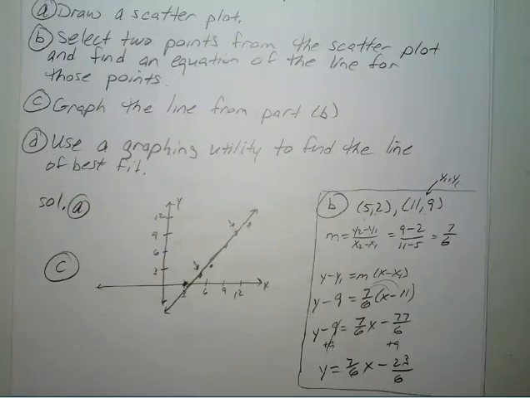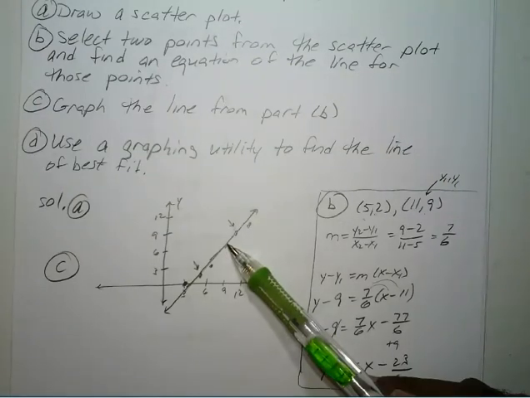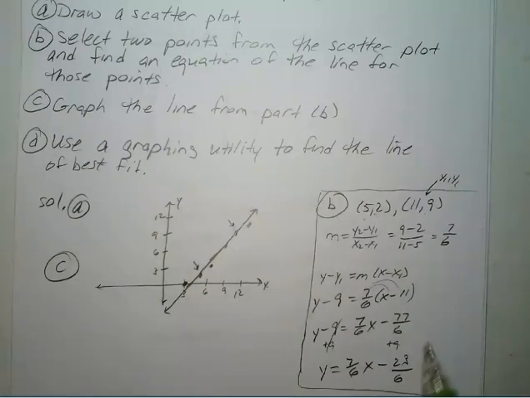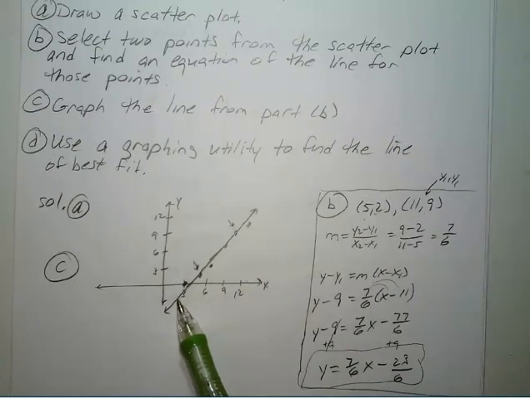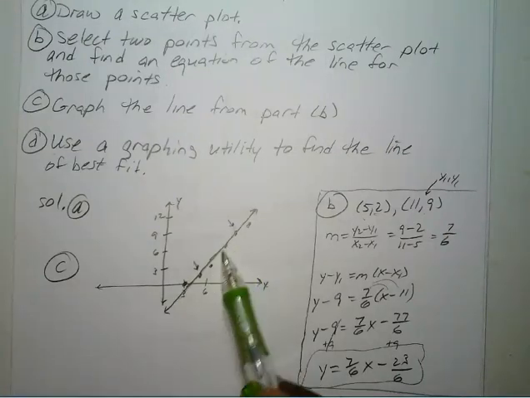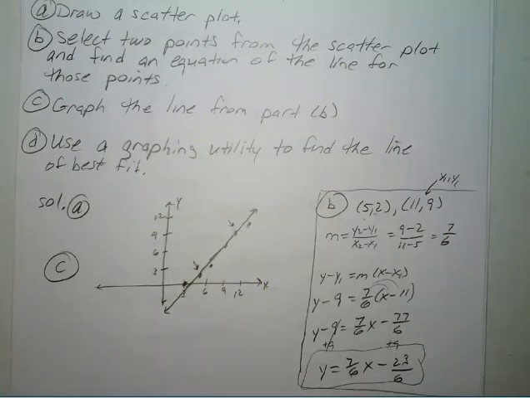Okay, so now we want to use our calculator to find the line of best fit. So basically, it's going to be the equation of the line similar to this, but it's going to be the line that really points out the pattern of the whole scatter plot.